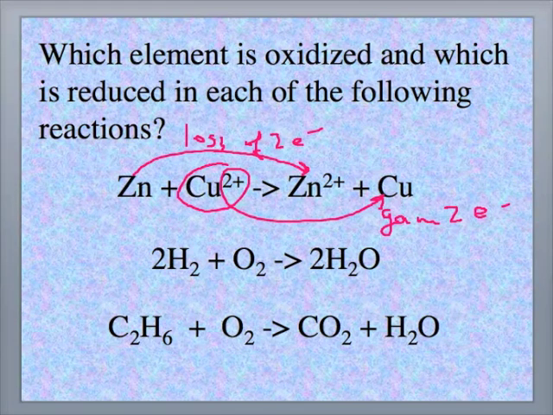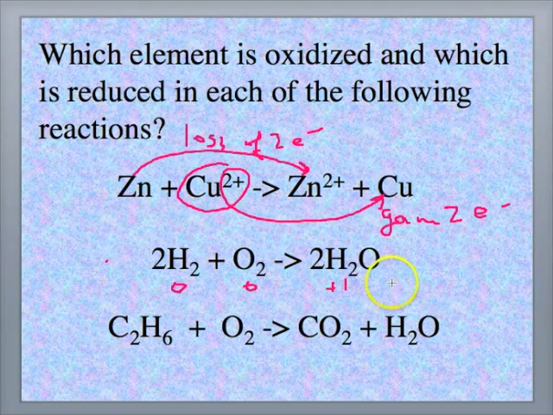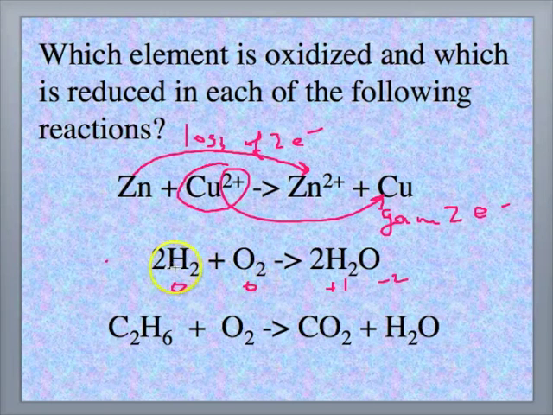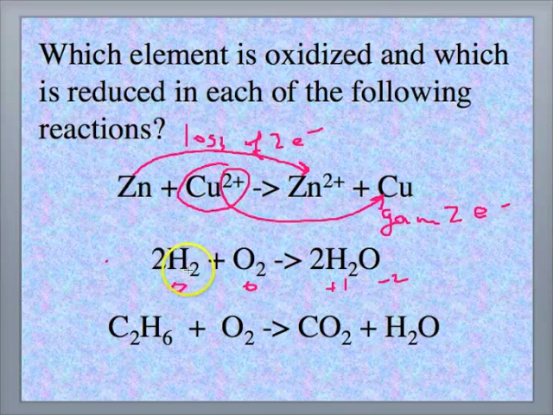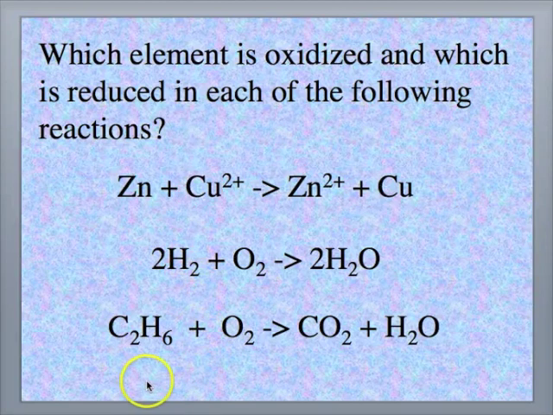Okay? For H2 and O2, both hydrogen and oxygen are in their elemental form, and they have an oxidation number of 0 for each one. But when they combine to form water, the hydrogen is now +1, the oxygen is -2. So the oxygen has gained electrons, and that's reduction. The hydrogen has lost electrons, and that's oxidation. So that is oxidation reduction, and that is oxidation numbers. And with that, that concludes Chapter 4.